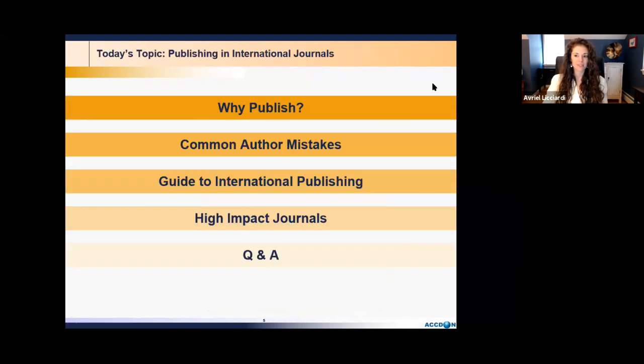So in terms of our presentation for today, this is just the outline of where I'm going to go. Initially, the question is really why publish, and specifically why publish in international journals? What are the benefits of that, and how is that going to further your career, and why is that important?